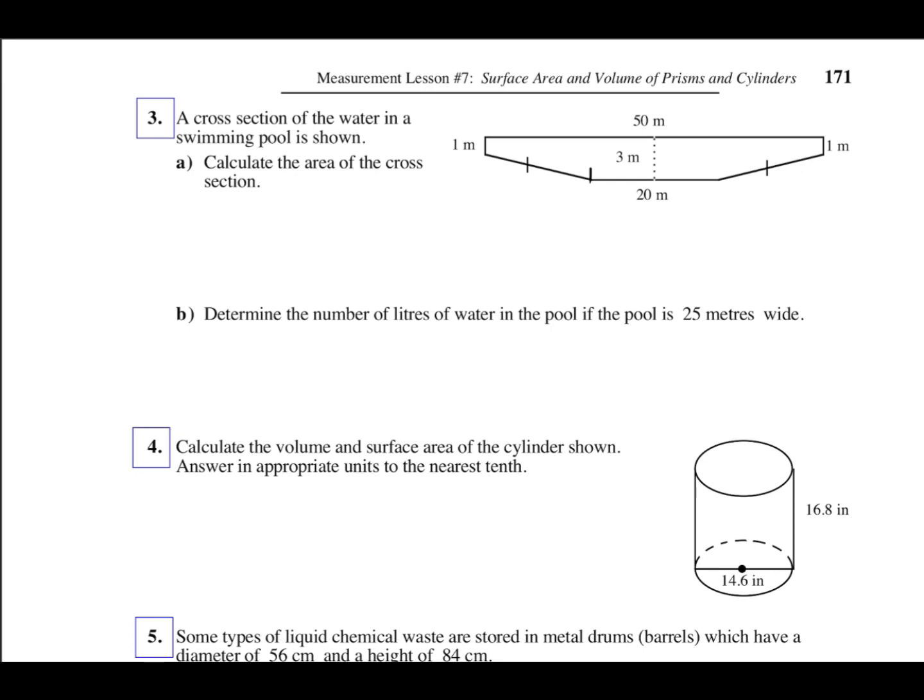Okay, number 3. This exercise is not listed in the homework checklist, but it is required. A cross section of water in a swimming pool is shown, and we need to calculate the area of the cross section, so we need to find the area of this whole shape. How can we do that? First, we can draw a line here and divide this swimming pool area into 2 parts.